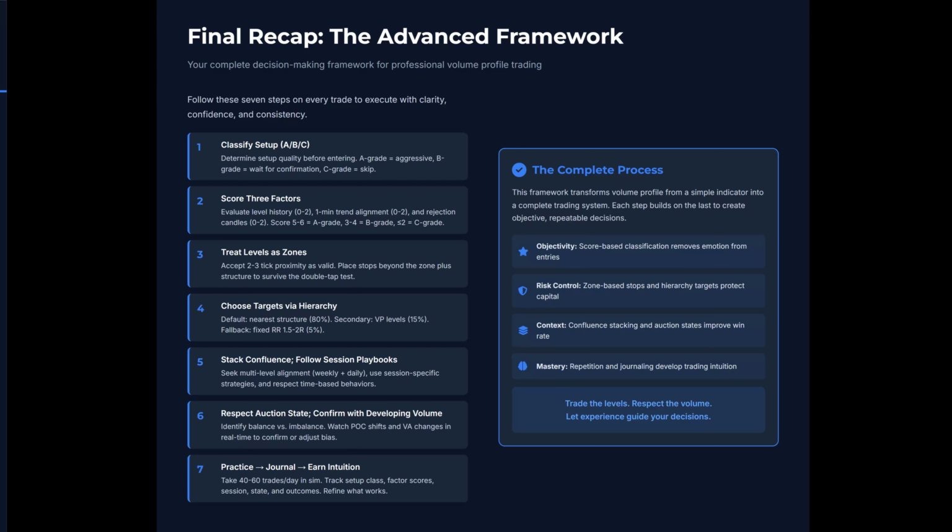Step 7. Practice, journal, and earn intuition. Take 40 to 60 trades per day in simulation or micro-contracts. Compress your learning curve with high repetition. Track every trade in a journal. Document setup class, factor scores, session, auction state, entry trigger, stop placement, target selection, and outcome.